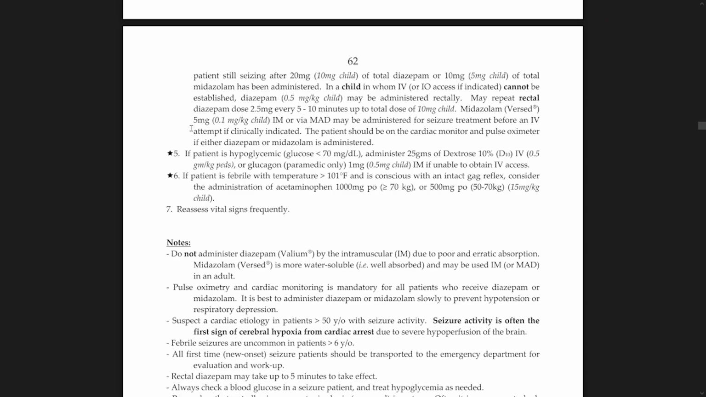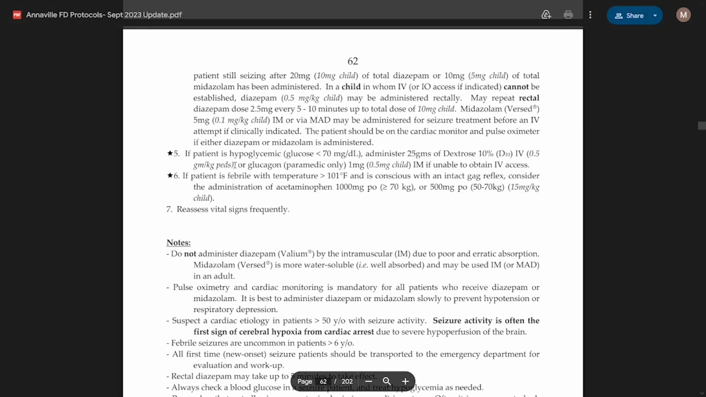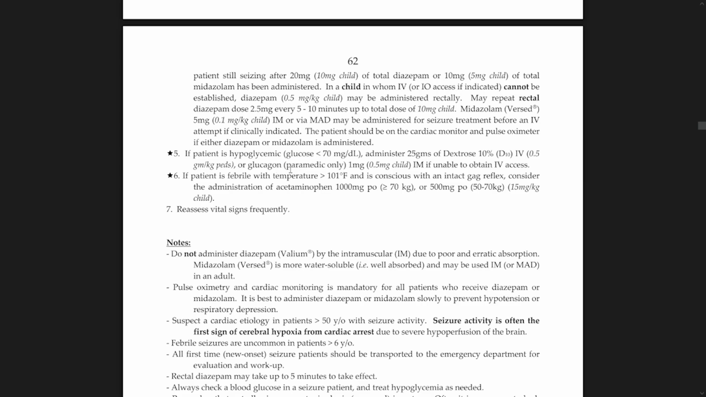If a patient is hypoglycemic, their blood sugar is less than 70, we want to administer 25 grams of D10 via IV, or 0.5 grams per kilogram for pediatric patients, or glucagon, paramedic only, at 1 milligram, or 0.5 milligrams for a child, intramuscularly if unable to obtain IV access.